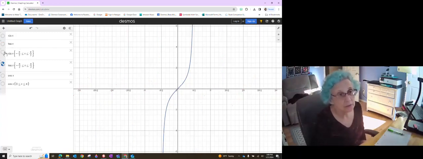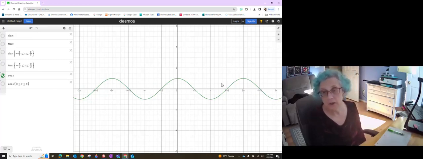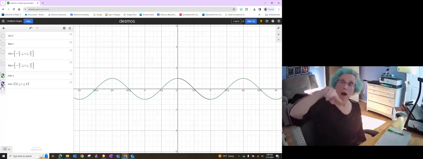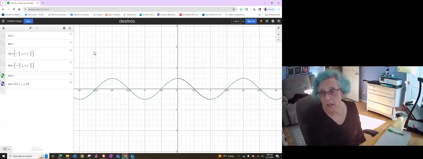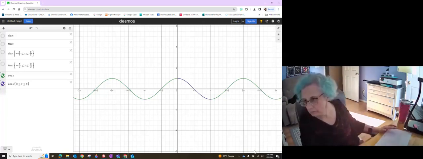Cosine's a little different. If we looked at the piece from negative pi over 2 to pi over 2, that would not pass the horizontal line test. So instead, we look at that top half of the unit circle from 0 to pi, and we have a little piece of cosine that passes the horizontal line test.